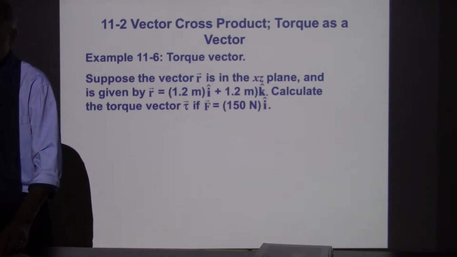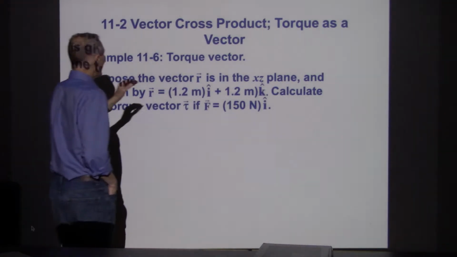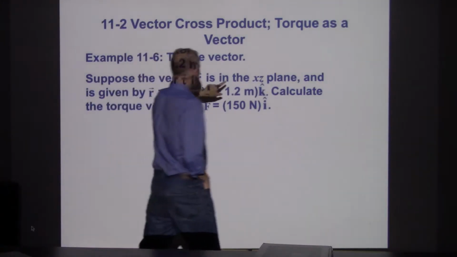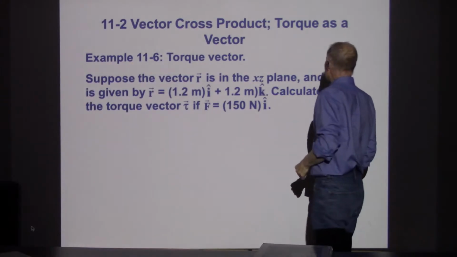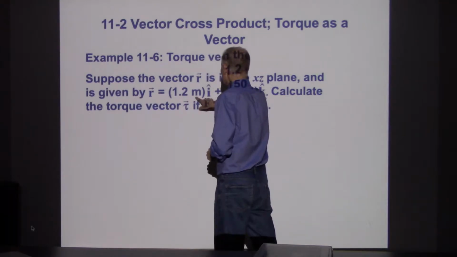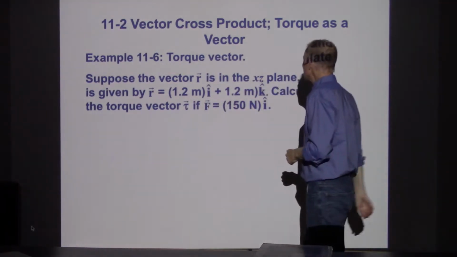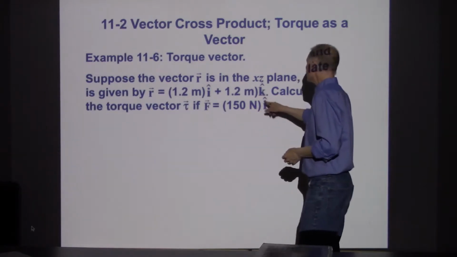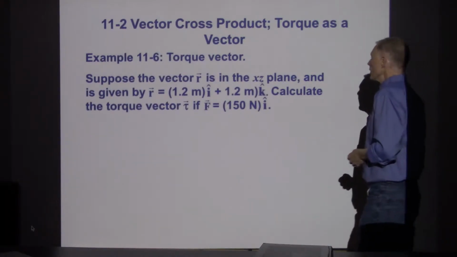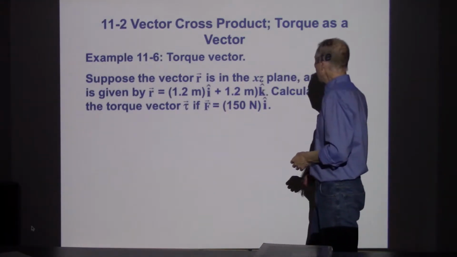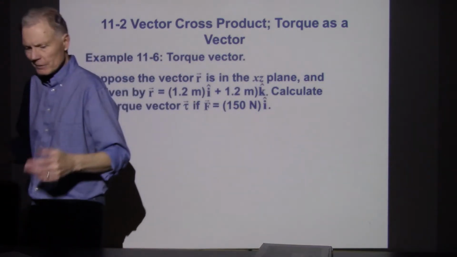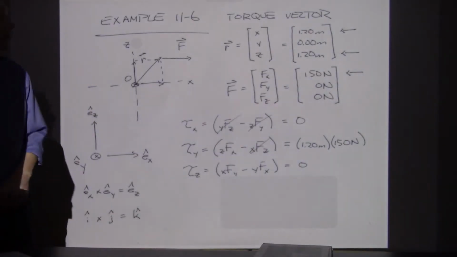So here's practice. Suppose that we have a lever vector, and it's in the xz plane, and that it's given by this. So the lever vector has components of 1.2 meters in the x direction and 1.2 meters in the z direction. So that's where that is located. Calculate the torque given that the force is 150 newtons and the force is in the direction of x. So let's see what this would look like.